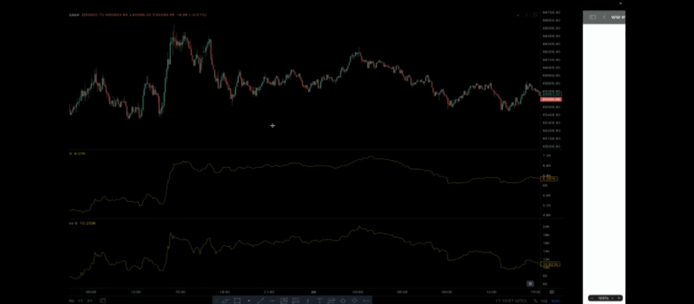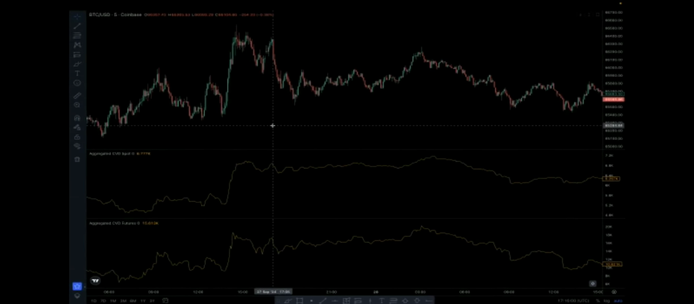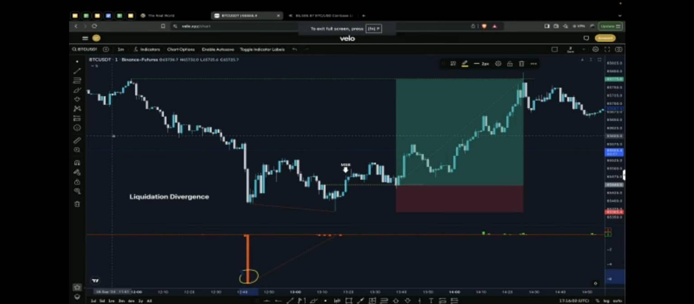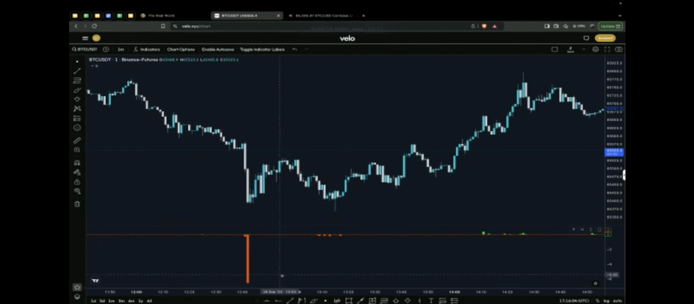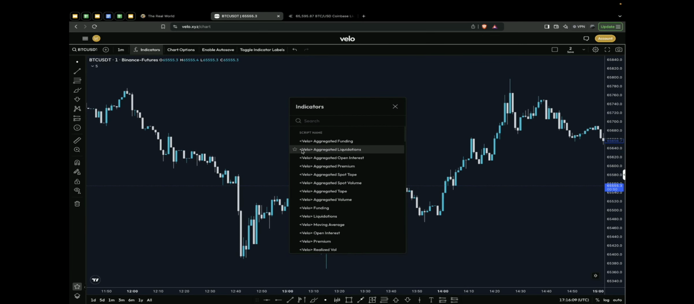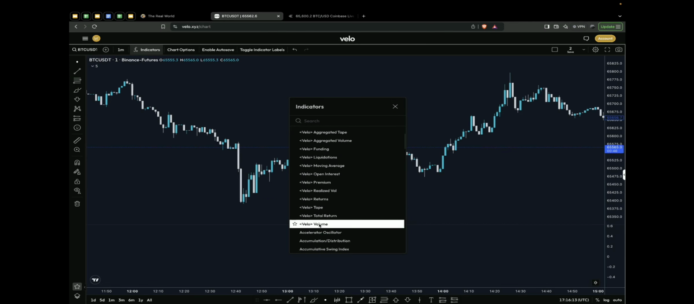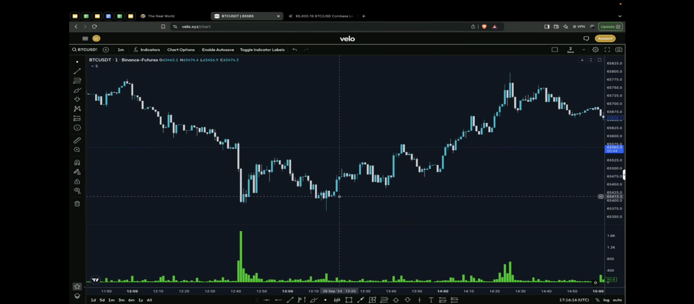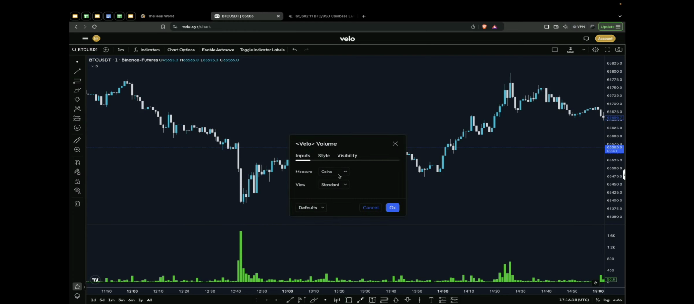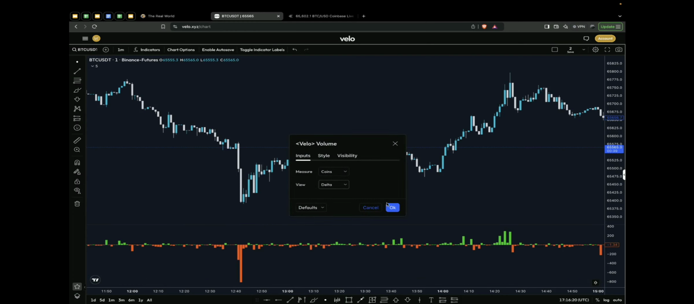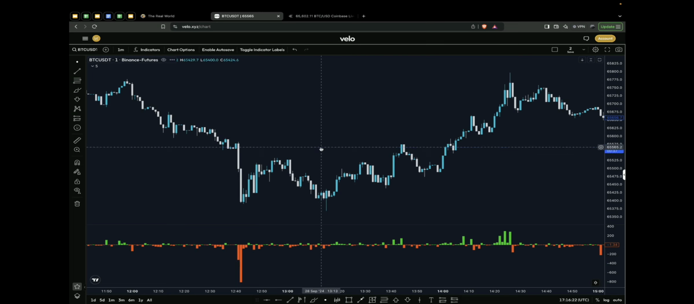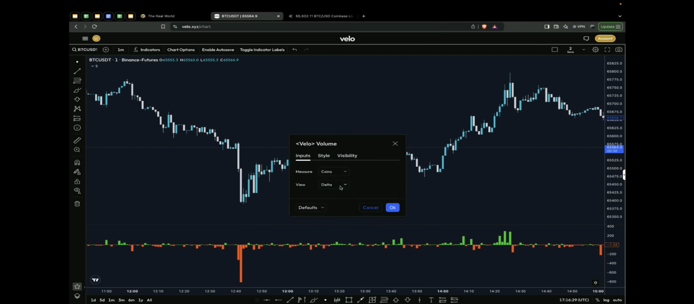On Velo chart, it's the exact same thing, except it's named slightly differently. So on Velo chart, if you go to indicators, you want to look at volume. So just volume itself, your standard volume bar. Then you go in and you go view delta. Now that is the exact same as what I just showed on the buy sell volume. So on Velo data, it's called volume, and you go in and you change it to delta.